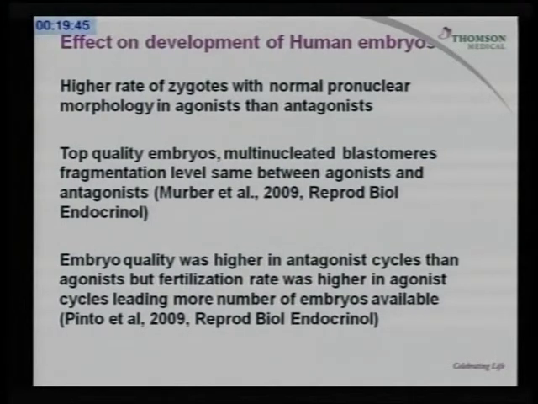Also, a higher rate of zygotes with normal pronuclear morphology is found in agonists than antagonists. Top quality embryos, multinucleated blastomeres and fragmentation level are the same between agonists and antagonists. Embryo quality was higher in antagonist cycles than agonists, but fertilization rate was higher in agonist cycles, leading to a greater number of embryos available.